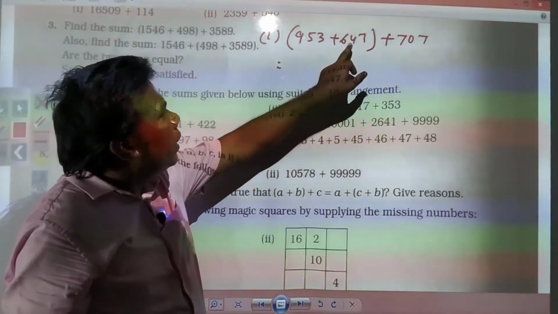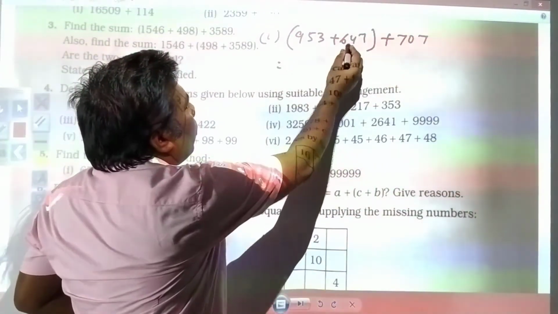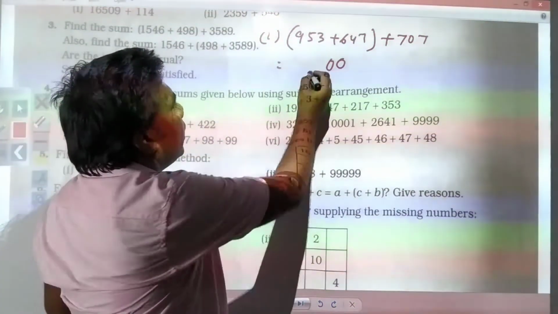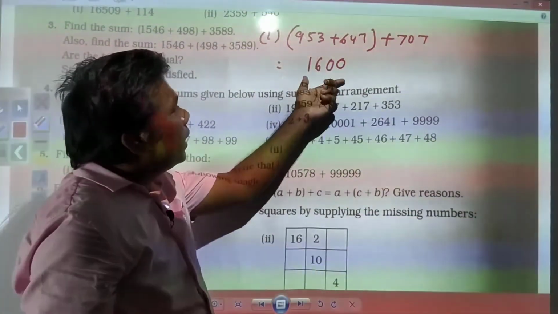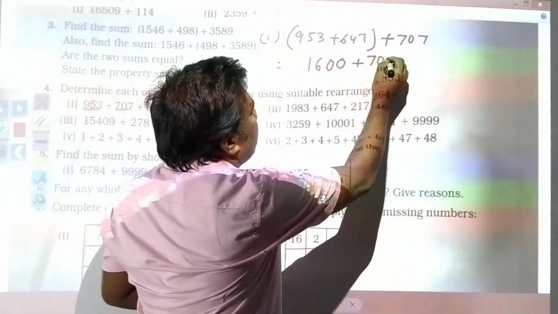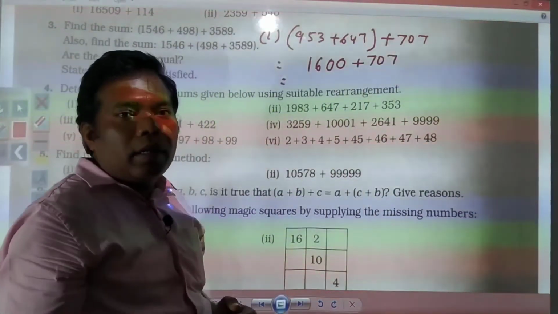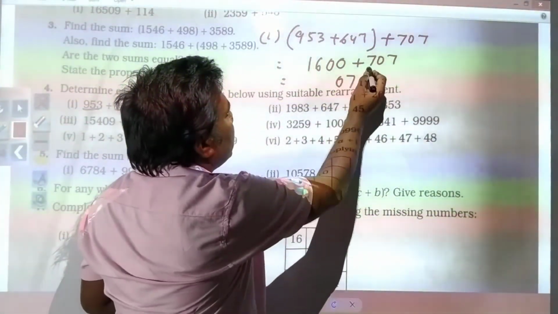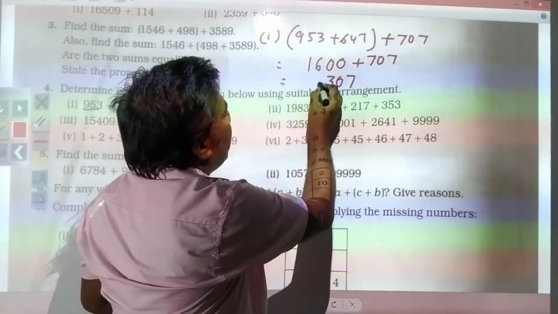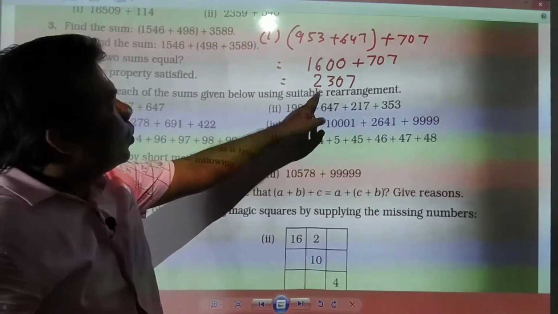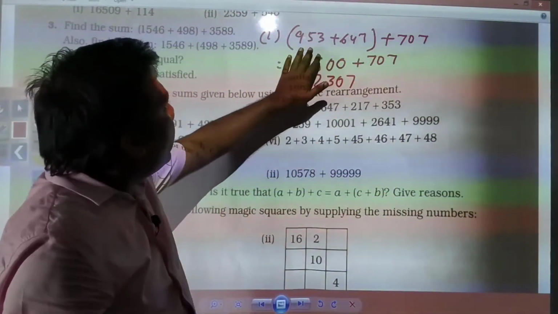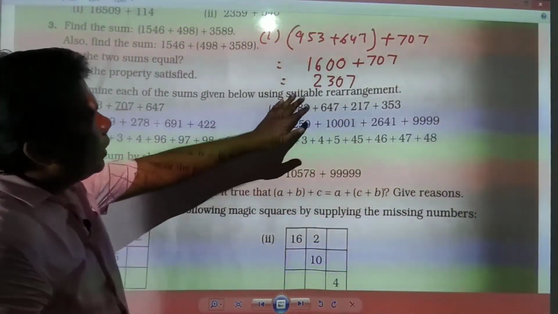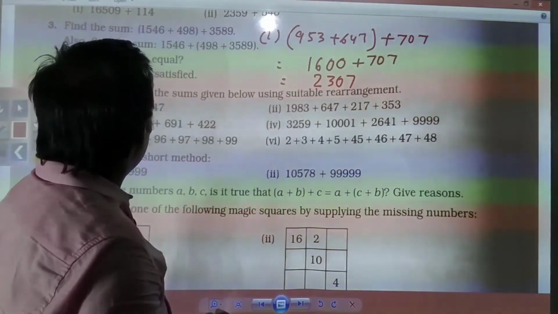You see 3 plus 7 10, 4 plus 5 9 and 1 10, 6 and 9 15 and 1 16. So you have got 1600 plus 707. So easily now it can be added. Here you see 0 and 7 7, 0 and 0, 7 and 6 13 and 1, this 1 and 1, 2. So 2307 you have got. So in this way, these numbers are required to be grouped and rearranged suitably. This is required to be rearranged and then you need to add.